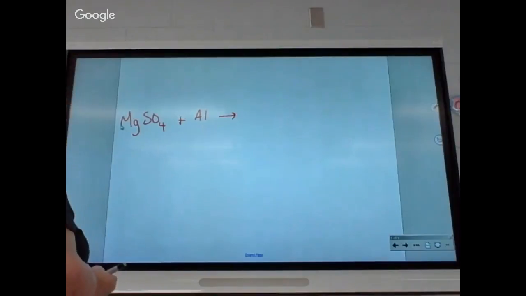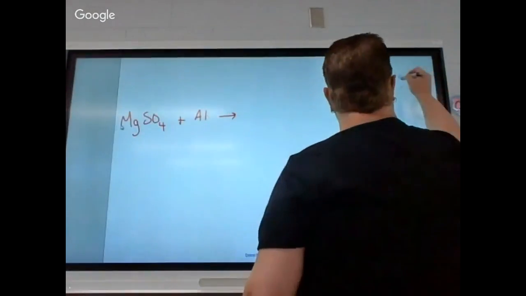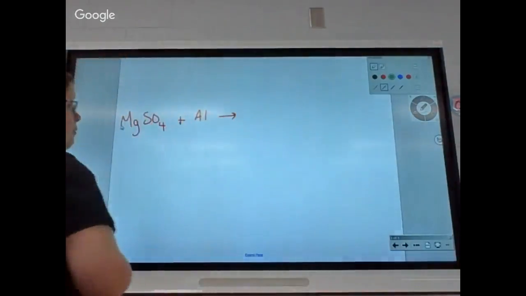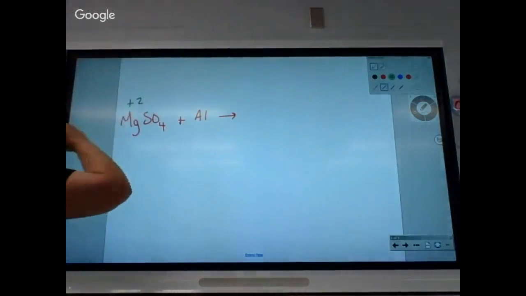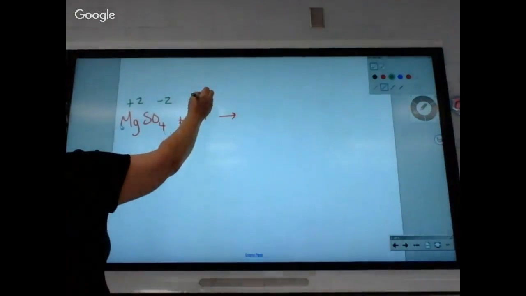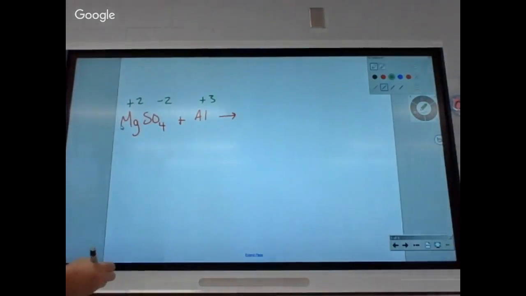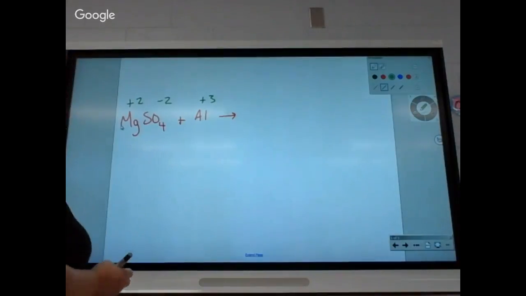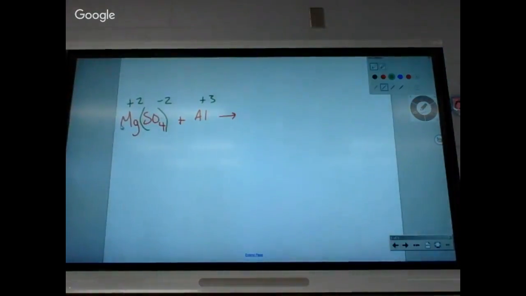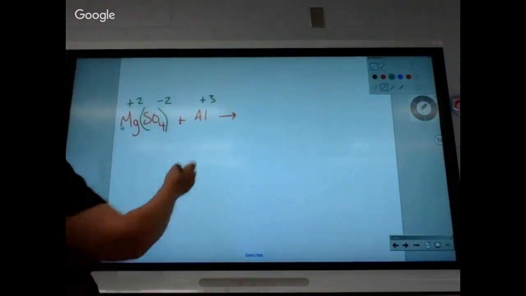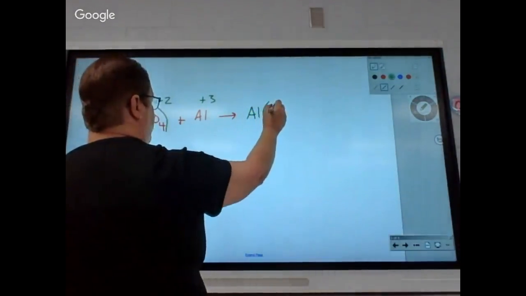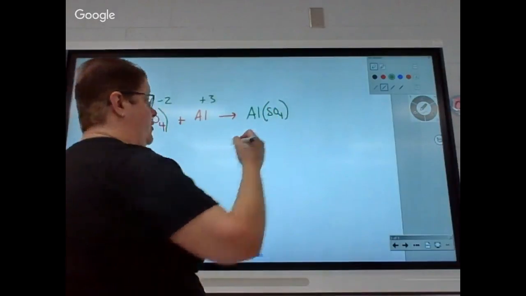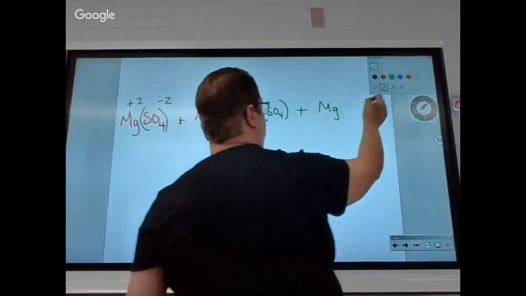Single. So what's magnesium's oxidation number? 2. Okay, and sulfate? -2. And aluminum, 3. Okay, so who's switching? Magnesium and aluminum. The biggest thing you have to recognize here is whether there is a polyatomic ion. The SO4. So I'm going to put the SO4 in parentheses. Because the 4 is part of the polyatomic ion, notice I put it in the parentheses. So Mg and Al are going to switch. I'm going to put the Al with the SO4, and the 4 stays in the parentheses, and then the Mg is by itself.